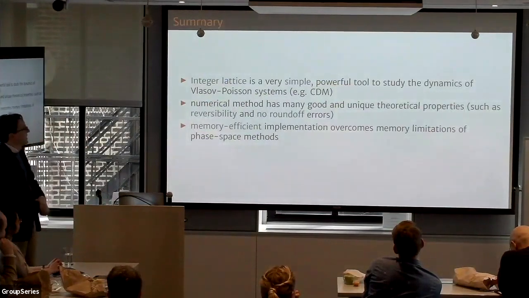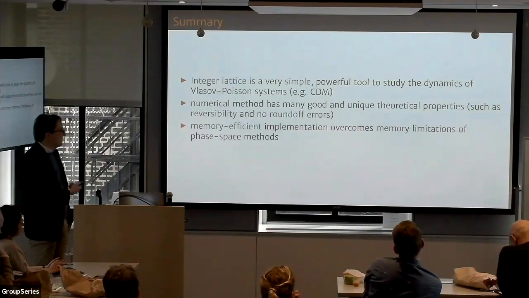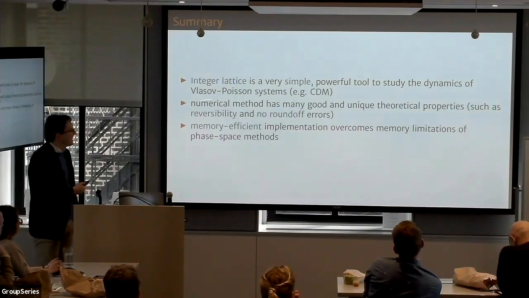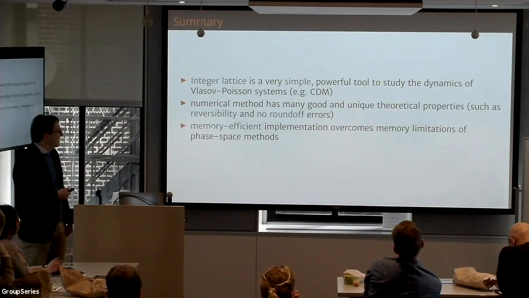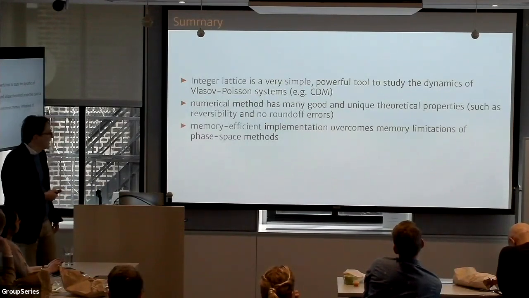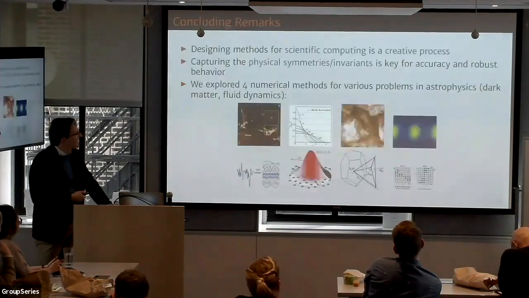Okay, so just to summarize, integer lattice is a very simple, clean method to study the Vlasov-Poisson systems that will have unique properties. It changes the nature of the errors, and it's fully reversible. And there might be memory efficient implementations as well.